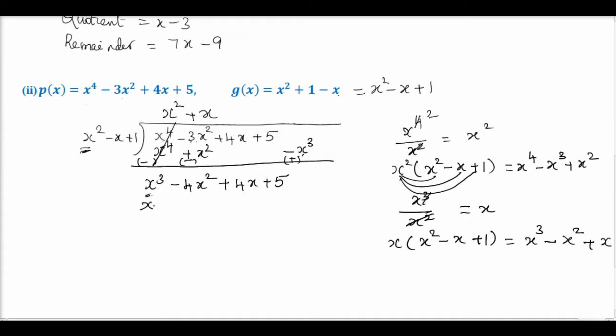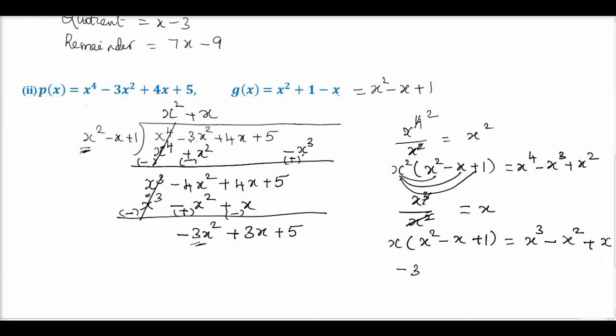So let me subtract it from the new dividend. So x cube minus x square plus x. In order to subtract, just change the sign of the second term. So you get minus 3x square plus 3x plus 5. Right? Okay, now take the first term of the new dividend and the divisor. So it is minus 3x square divided by x square. The value is minus 3. So that is the next term of the quotient.